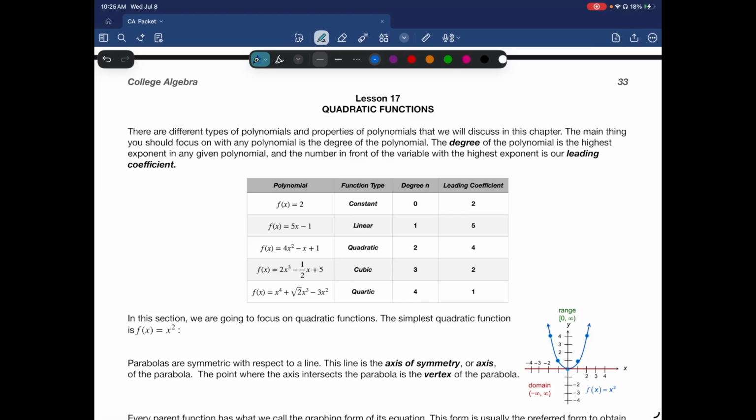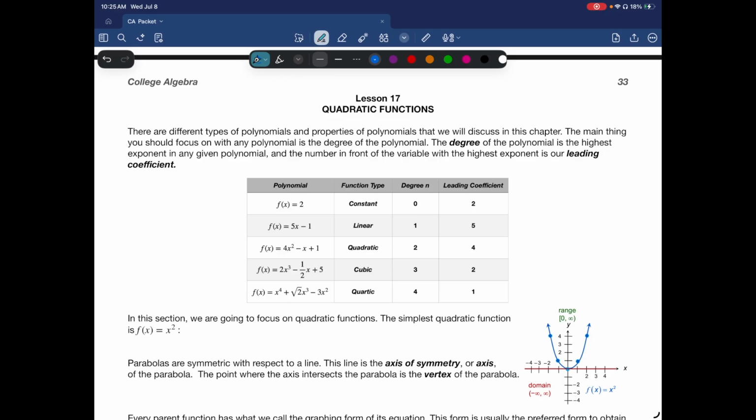In this lesson, we're going to talk about quadratic functions. We already talked about quadratic equations, but now we're going to talk about functions and the graphs. There are different types of polynomials and properties of the polynomials that we will discuss in this chapter. The main thing you should focus on with any polynomial is the degree of the polynomial. The degree is the highest exponent in any given polynomial, no matter where it lies in the polynomial. So it could be in the front, in the back, or somewhere in the middle, but whatever the highest degree is, that's your degree of that function.